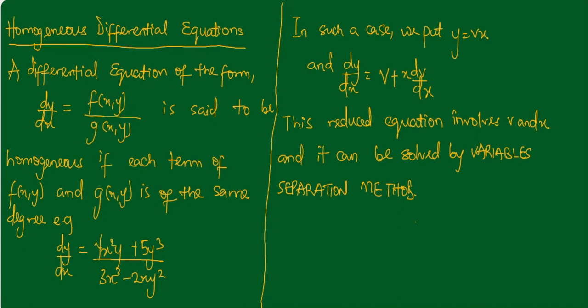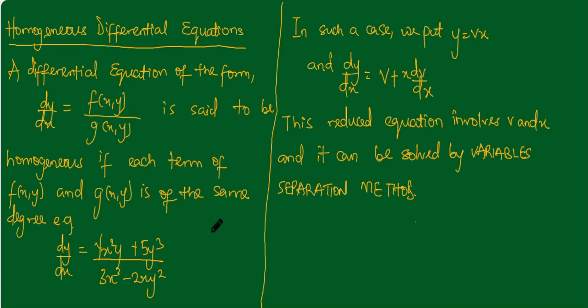So, in continuation, we are going to be talking about homogeneous differential equations. A differential equation of the form dy/dx equal to f of x comma y divided by g of x and y is said to be homogeneous if each term of f(x, y) and g(x, y) is of the same degree. So, take for example, dy/dx is equal to (4x squared y plus 5y cubed) divided by (3x cubed minus 2xy squared).